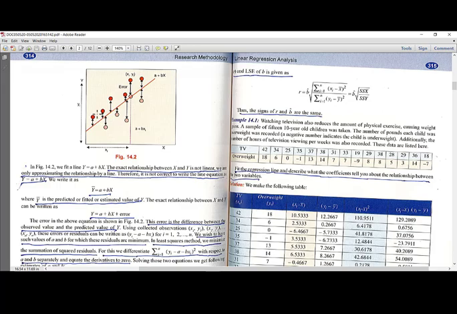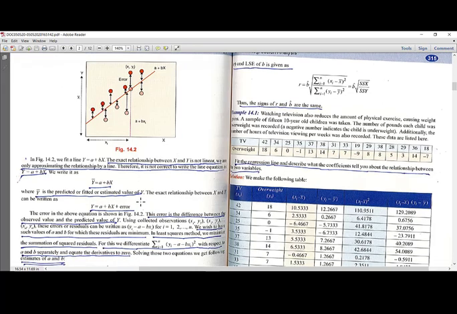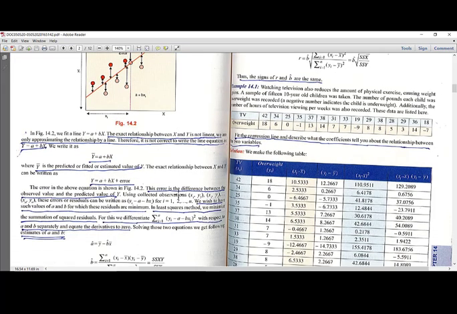The error in this equation is shown here. If you see this point, from this point to this line a plus bx, this much is the difference, and from this point this is the difference, from this point this is the difference. So that way error is present. This error is the difference between the observed value and the predicted value of y.